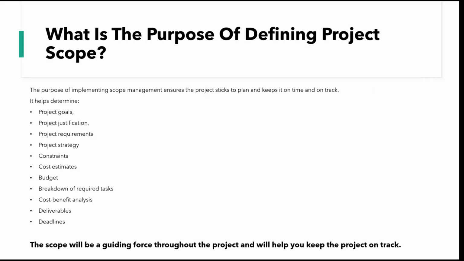Now, the purpose of defining project scope. It essentially keeps a project to plan and keeps it on time as well. And it helps to determine the project goals, the justification for the project, why are we doing this? It defines the project requirements, the overall strategy. It provides insight into any potential constraints or the budget. It provides a breakdown of tasks required for the project to be a success. It gives a cost-benefit analysis, and it shows the key deliverables and some of the deadlines involved.